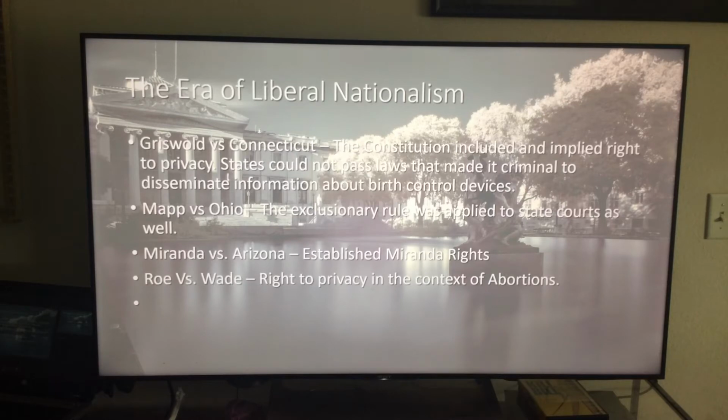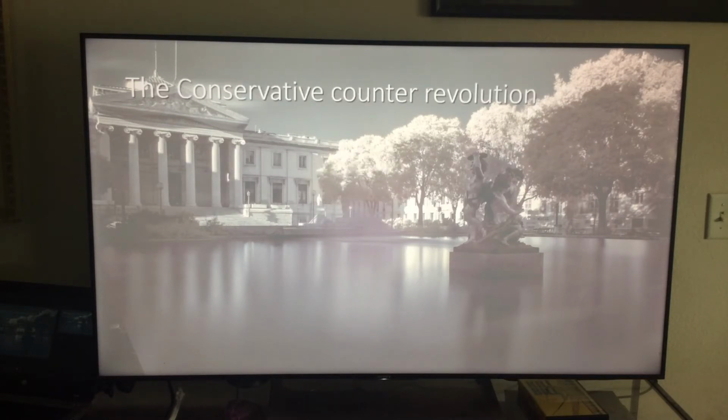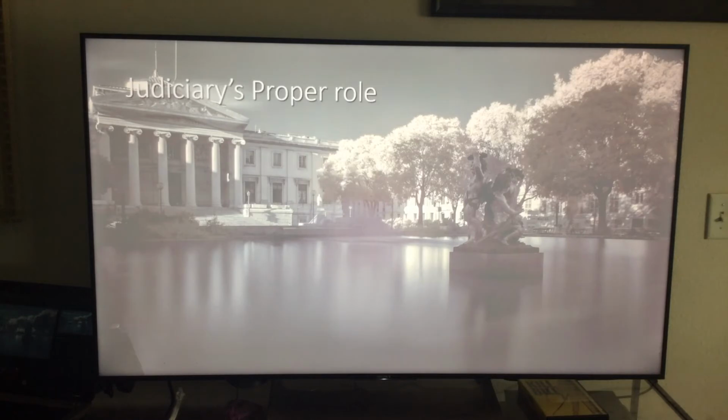Roe versus Wade with abortion. And today, or in the last 20 years, the court has been more conservative. They've been tougher on crime and more protective of businesses.